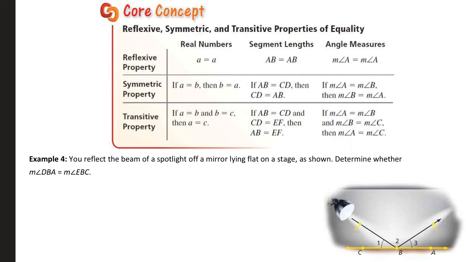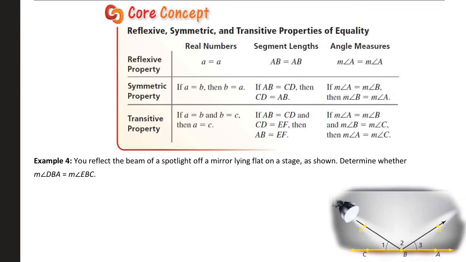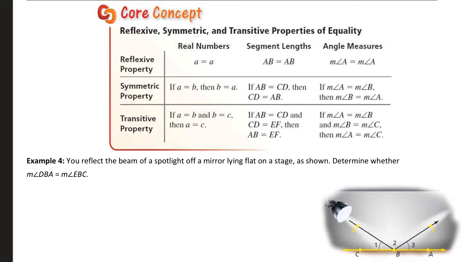So the reflexive property basically says that things are equal to themselves. So for numbers, 5 is equal to 5. Segment lengths, AB is equal to itself. Angles, angle A is equal to angle A. So this is true across numbers, segments, and angles. The symmetric property says if two things are equal, I can write that equation two different ways. I can write it as A equals B or B equals A. So equations have symmetry. They have the same truth value written forwards or backwards.